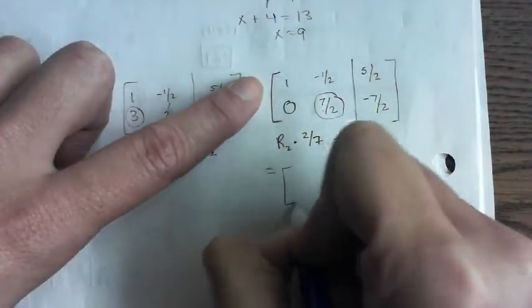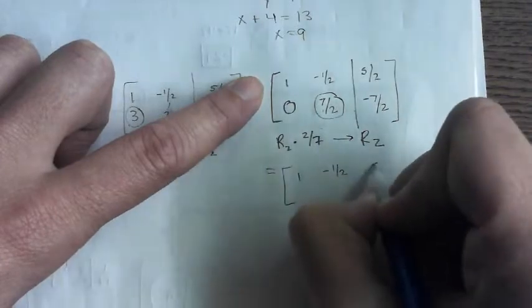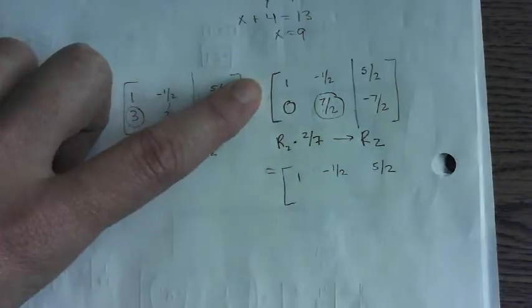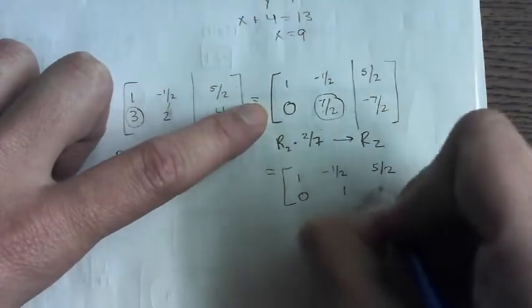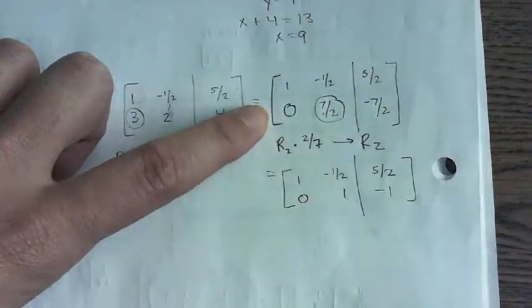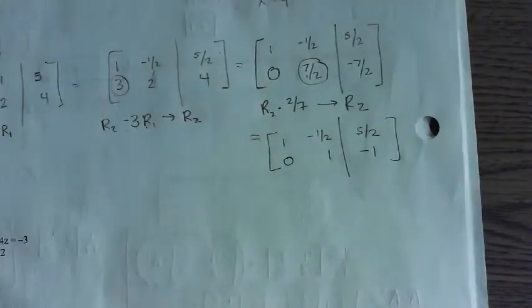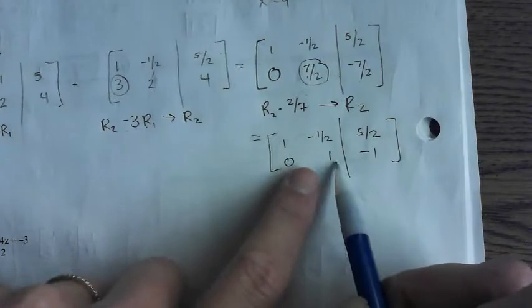So row 1 is unchanged. Row 2 is 0, 1, negative 1. Now, what does y equal?